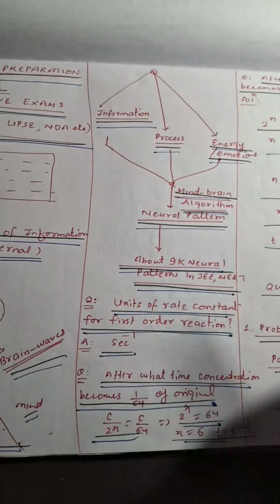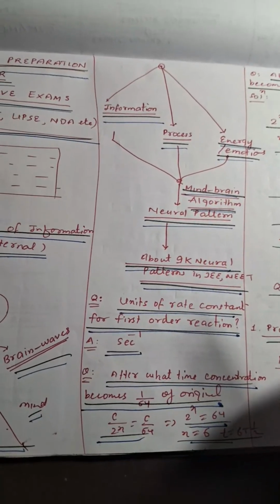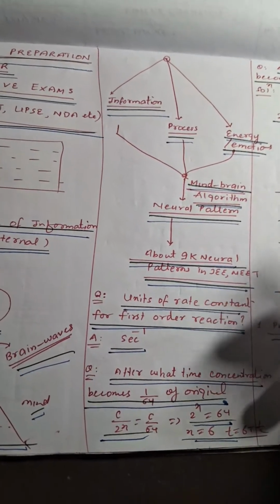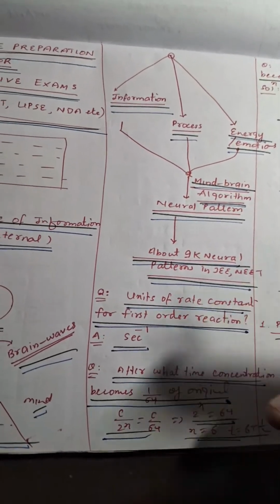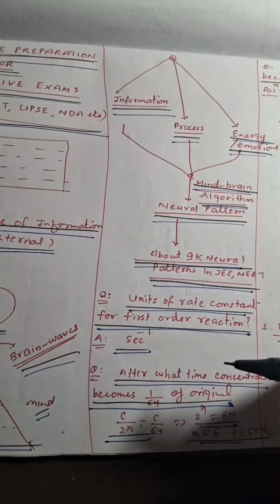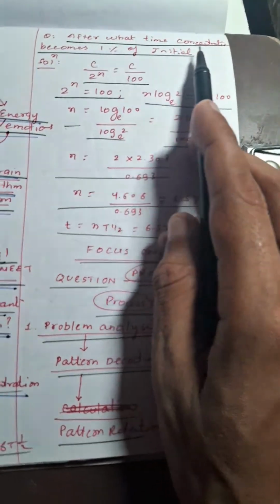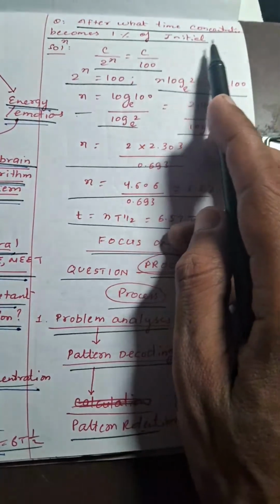So this is another question. You must have felt a bit of a complex algorithm, a bit of anxiety or a bit of stress, because it involves multiple lobes of the brain. Let's try to think on another question: after what time does the concentration become 1% of the initial?